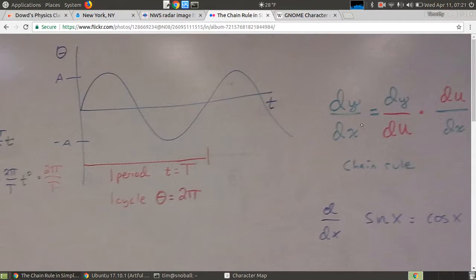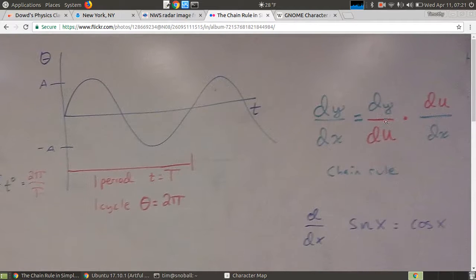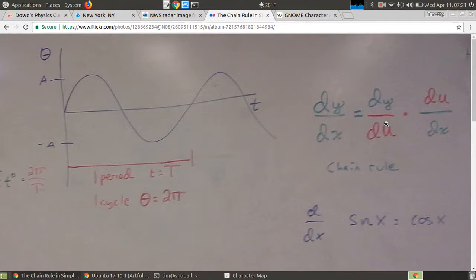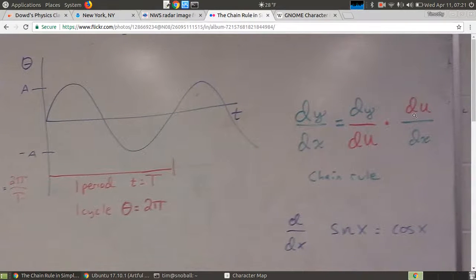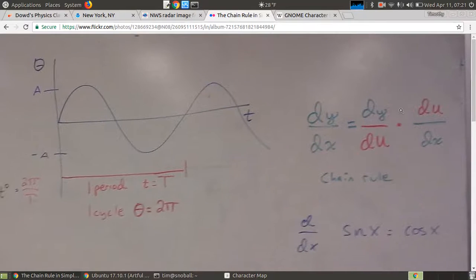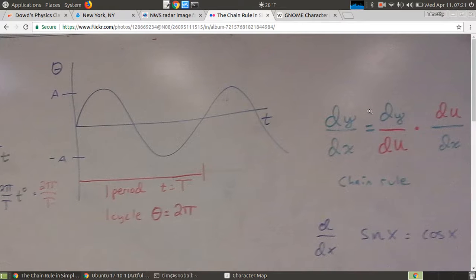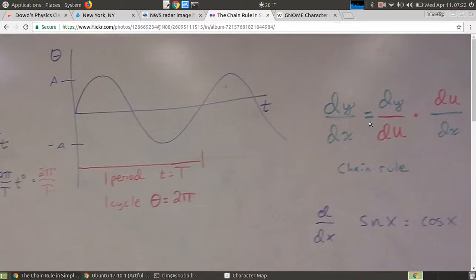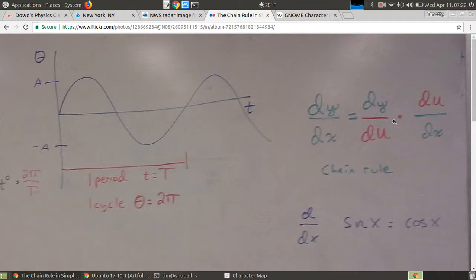But let's say there's some other function I can easily take the derivative of, like the change in y over the change in u. That will be equal to the change in y over the change in x if I can also take the derivative of this variable u with respect to x. Because if you multiply these two together, you just get back to dy/dx. So what this allows us to do is to break a complicated function into pieces. Instead of taking one derivative that's hard to do, it lets us take two derivatives that are easy to do. Now I have to show you what I mean.